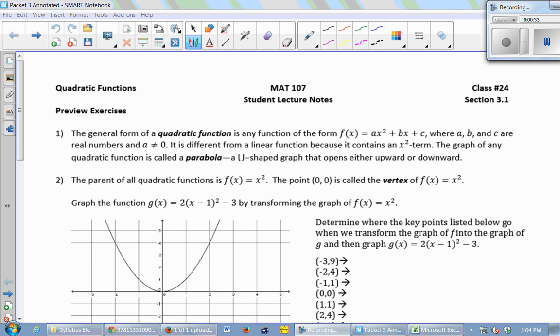We usually put an m there for slope, but it just stands for any old number, right? Okay, so for it to be quadratic, you have to have the x squared term. So a can't be 0. The graph of any quadratic function is called a parabola. It's a U-shaped graph that opens either upward or downward.